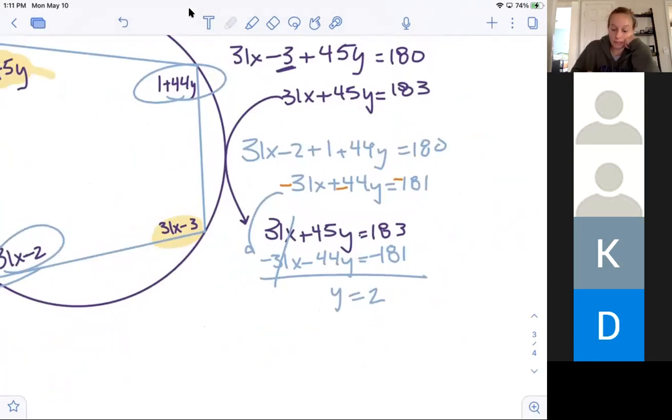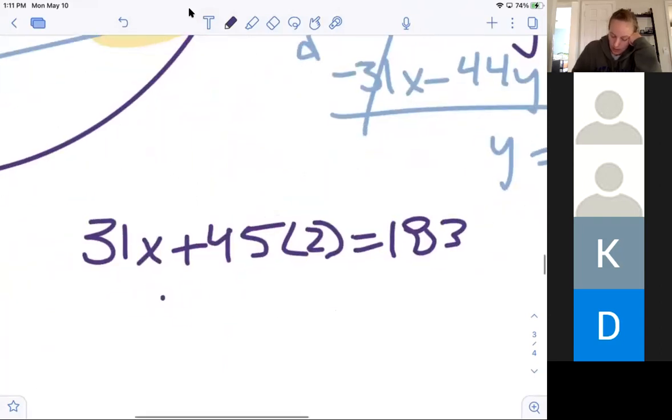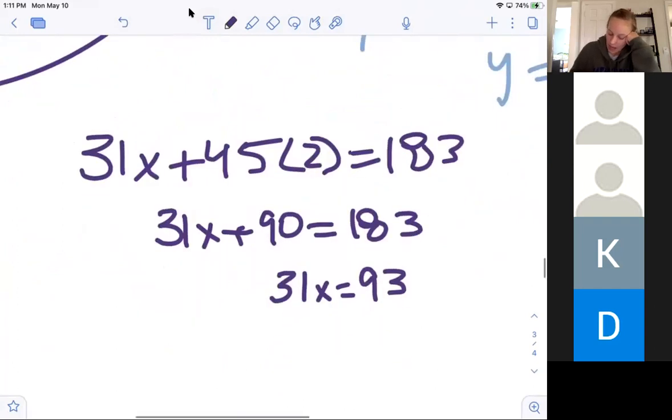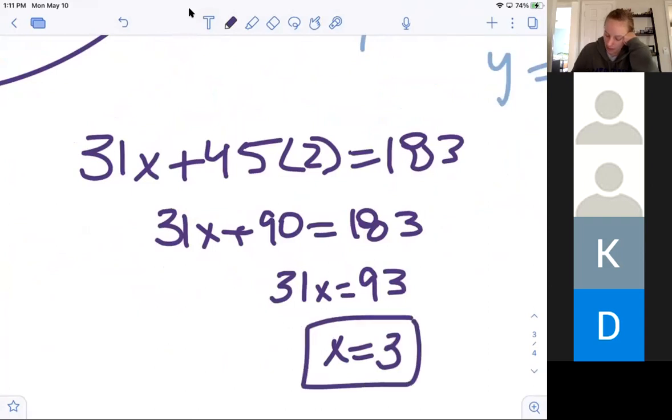I'm going to plug it back into this one up here. So I've got 31x plus 45 times 2 equals 183. 31x plus 90 equals 183. When you minus 90 from both sides, we're going to get 93 left. And then 93 divided by 31 is 3. That worked out very nicely.